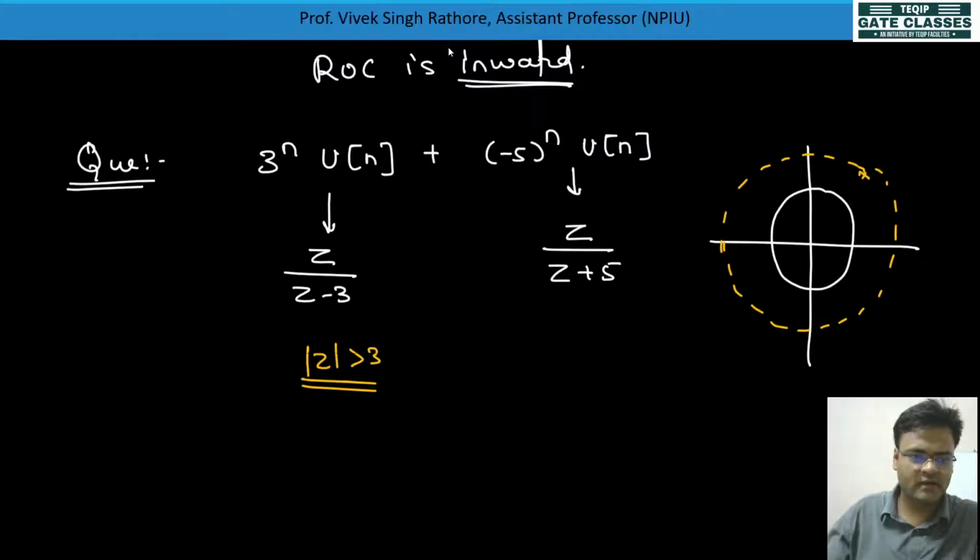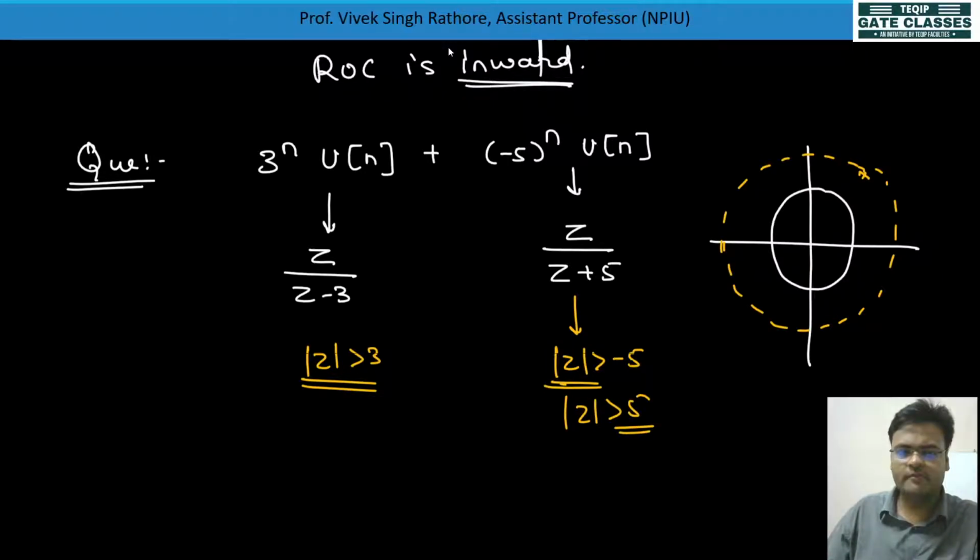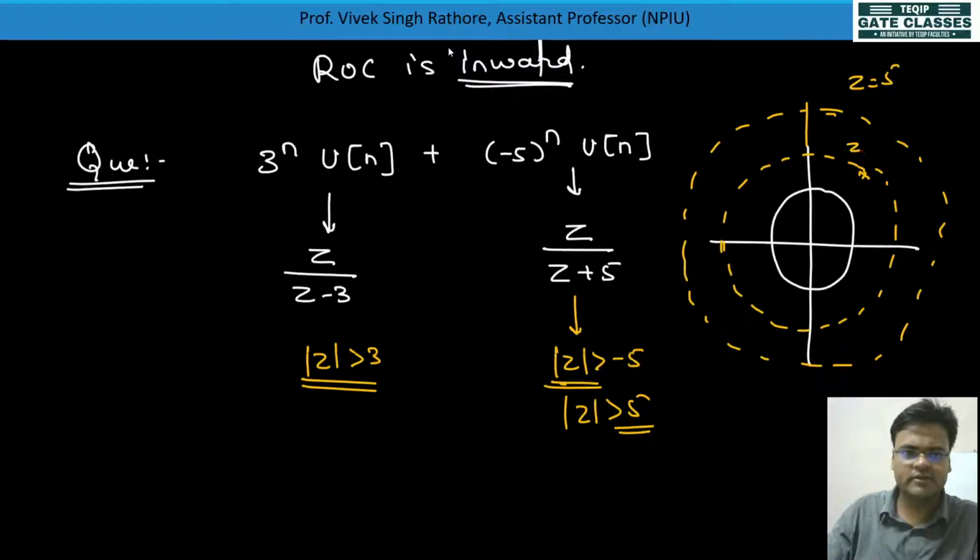This is its ROC, |z| greater than minus 5 is there. In the Z transform it is actually the mod value only, so we'll consider |z| greater than 5 only, because we are considering the mod value. So the |z| = 5 circle is like this. Let's suppose this is the |z| = 5 circle, this is the |z| = 3 circle, and this is the |z| = 1 circle.